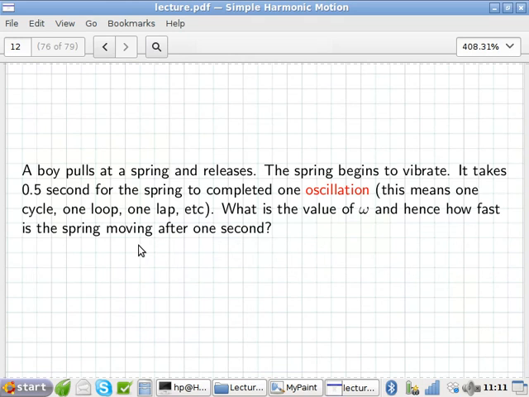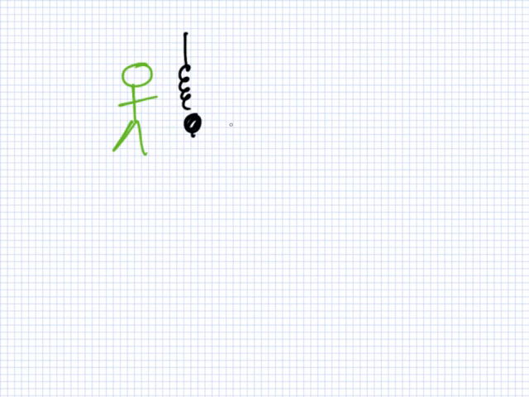You don't need to write this, but I'll draw it for you. A boy pulls at a spring and releases. The spring begins to vibrate. It takes half a second to complete one oscillation. What is the omega, and how fast is the spring moving after 1 second? So what you have here is a boy, and he pulls down on the spring, and the spring is going up and down and up and down, and the time is half a second.